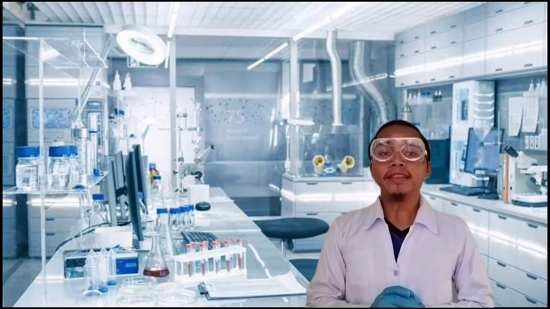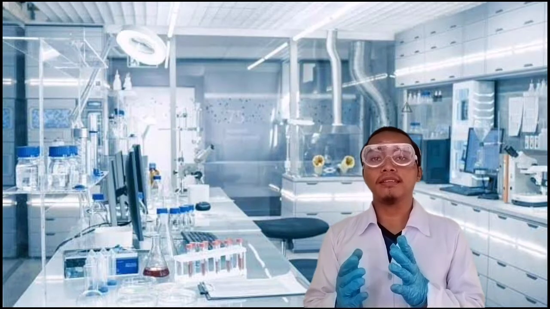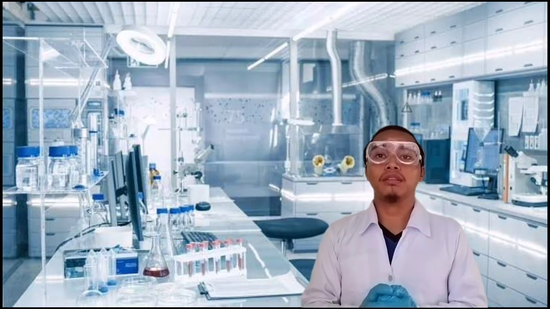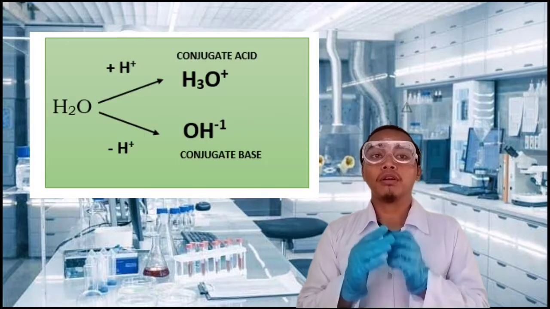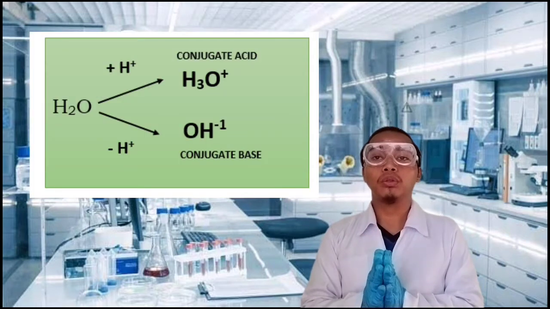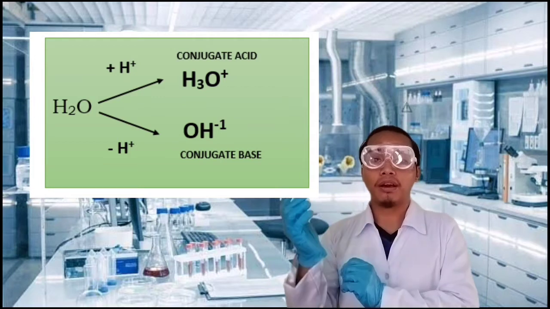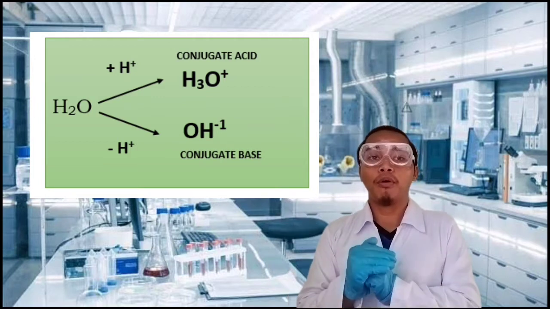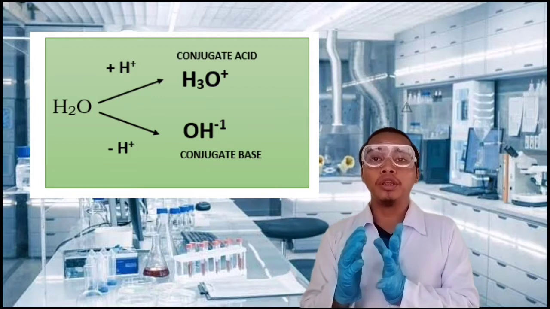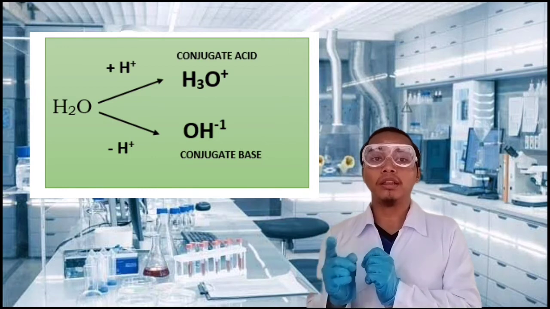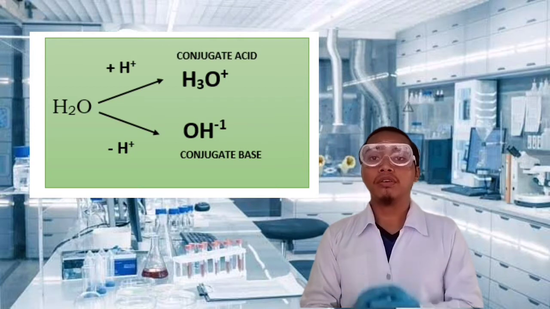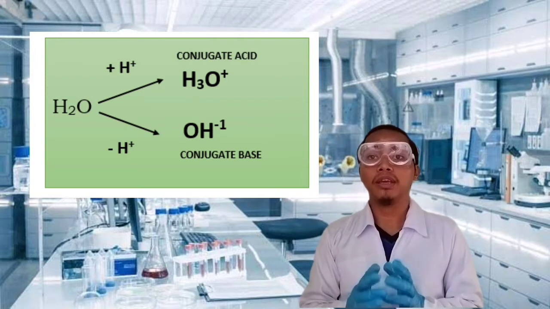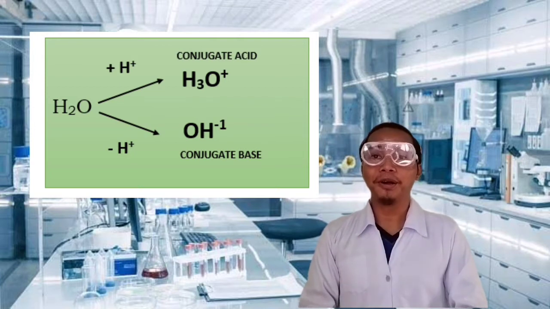Now, to find the conjugate acid and the conjugate base, this is how it goes. Let's have an example for H2O. For the conjugate acid, we need to add H+, and for the conjugate base, we need to take away one H+. And that's how we find the conjugate acid and conjugate base. That will be all. Thank you.